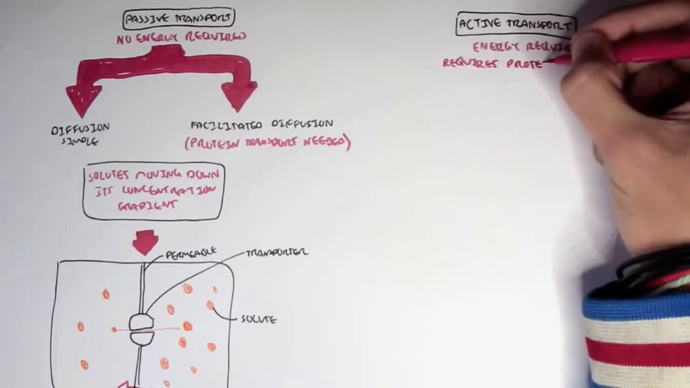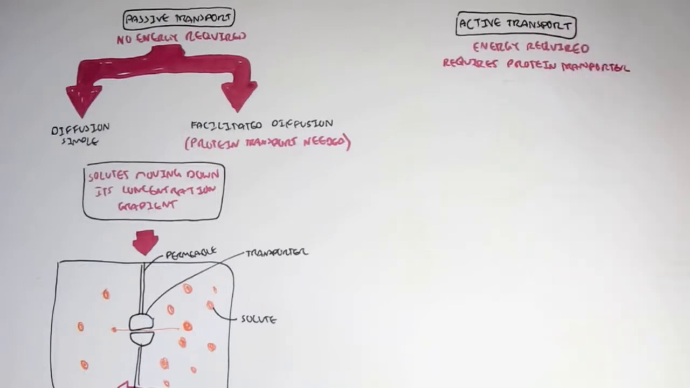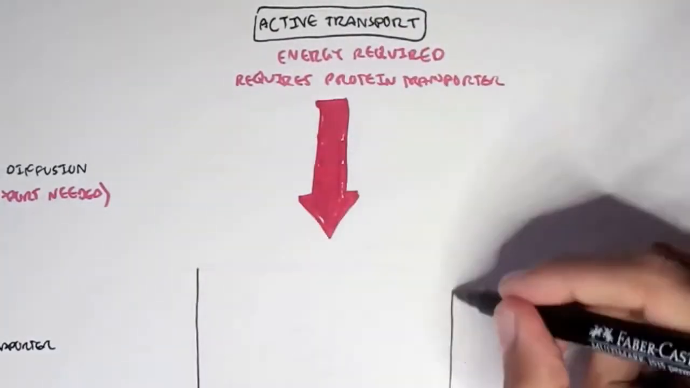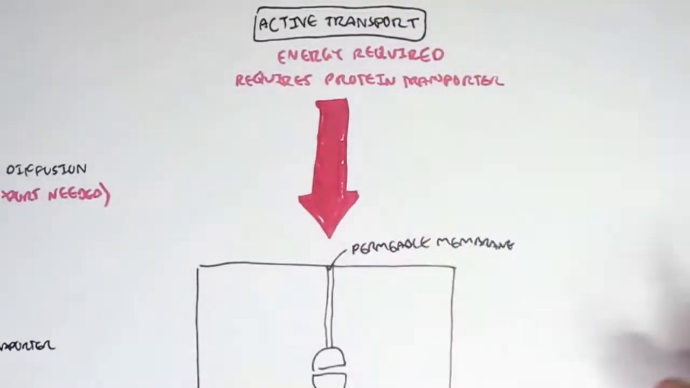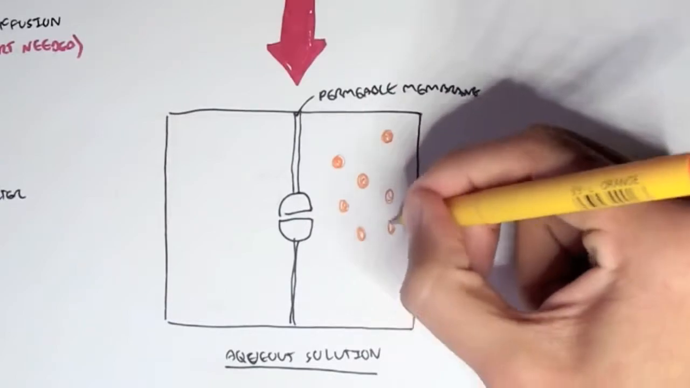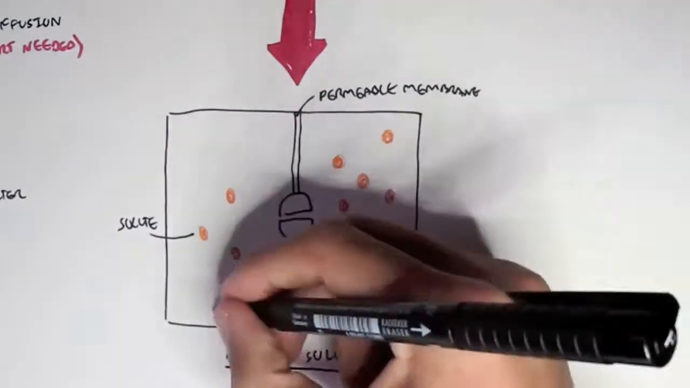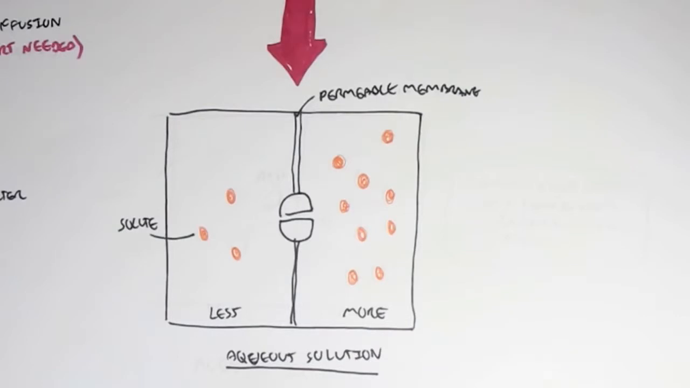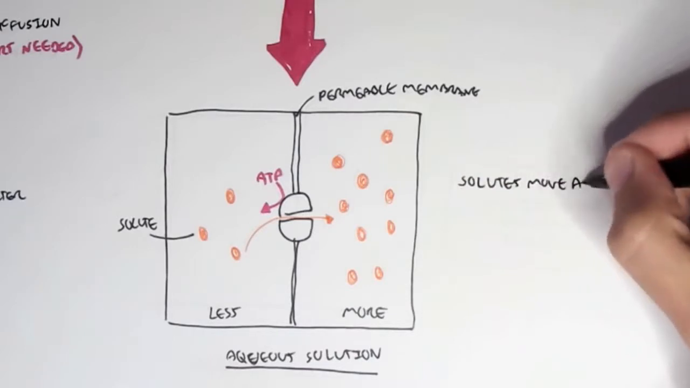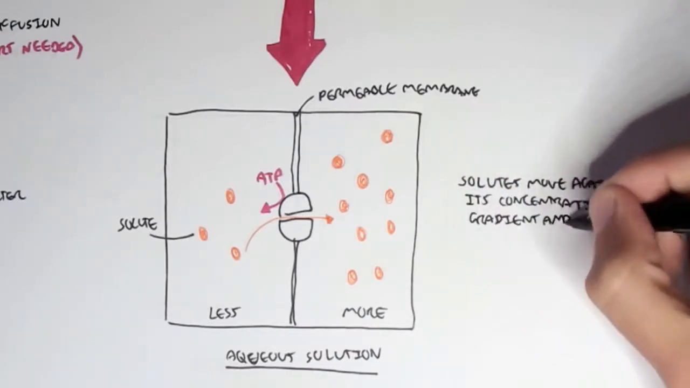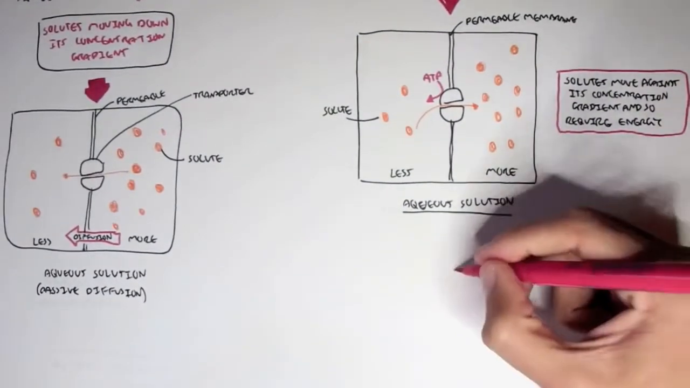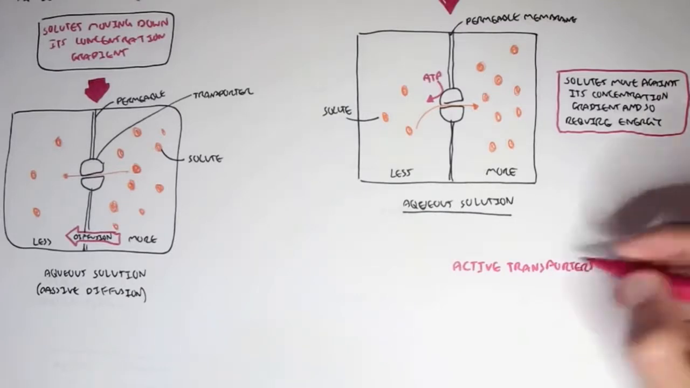Active transport also uses a protein transporter, but it requires energy. So let's look at the difference here. We have a container again with a permeable membrane, and we have a transporter in the middle. This is an aqueous solution, so water is the solvent. As you can see, the solutes are still highly concentrated on the right. Normally, they will move down their concentration gradient, but in active transport, the solutes move against their concentration gradient, and so it requires energy. So it moves to an area where it's highly concentrated, the reverse of passive.